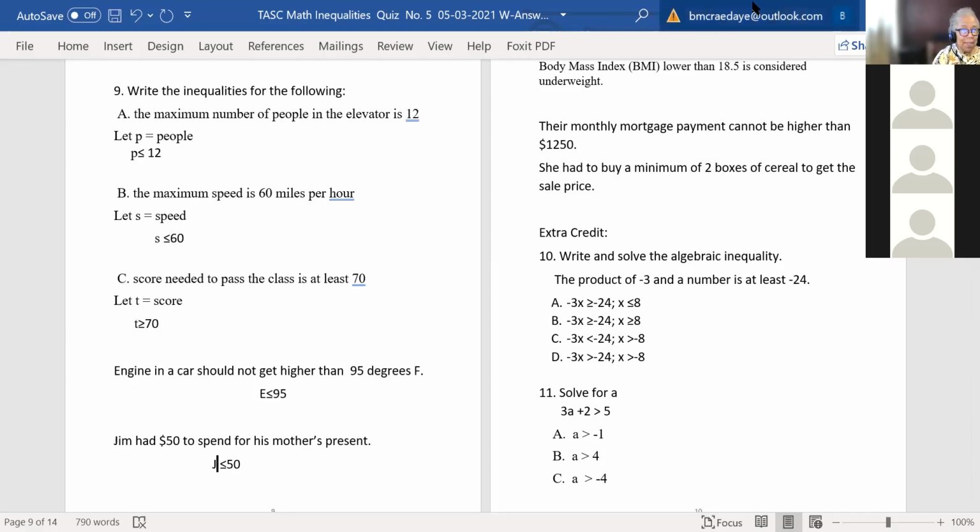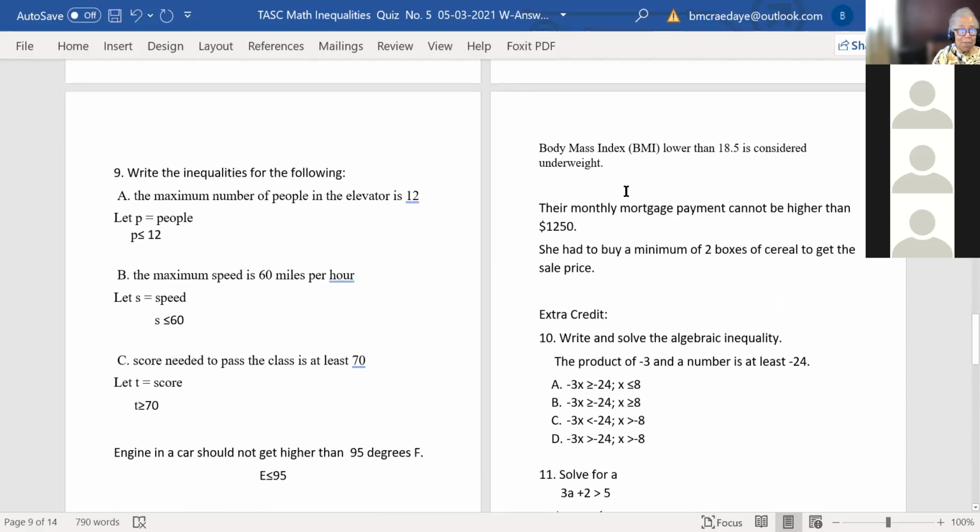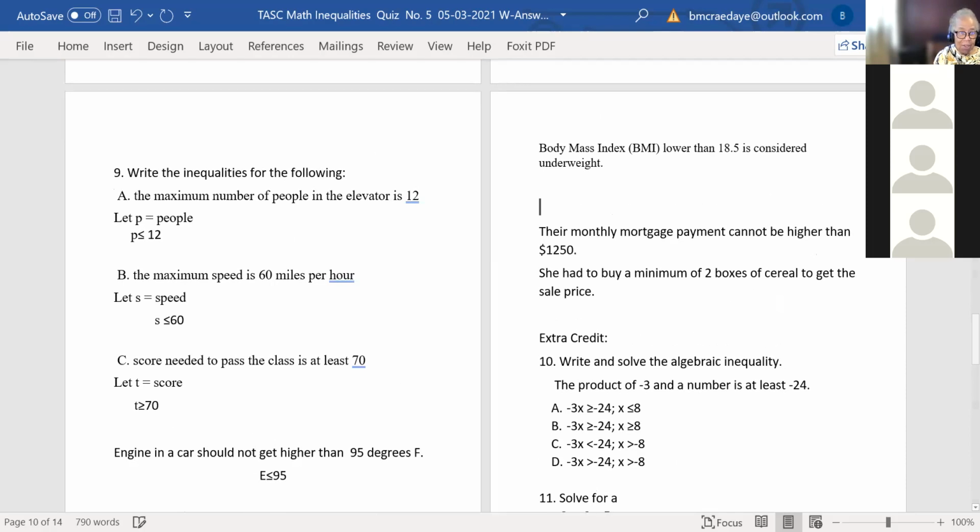So let's take another example. Vanessa, what would this one be? The body mass index lower than 18.5 is considered underweight. How would I write this? What would be the inequality? We'll just say BMI.